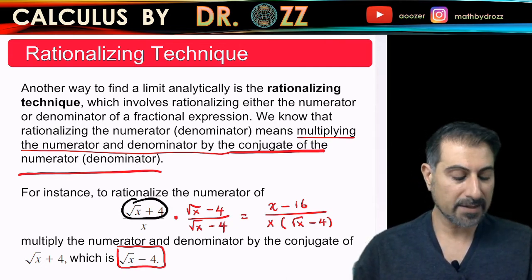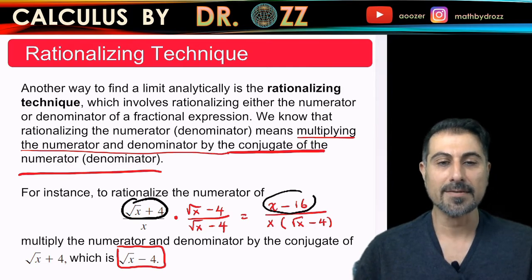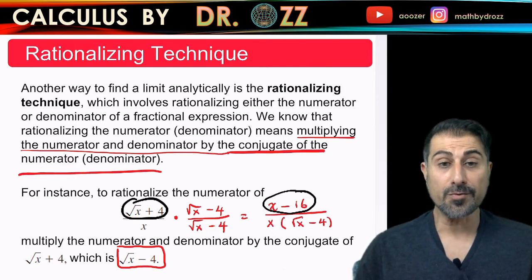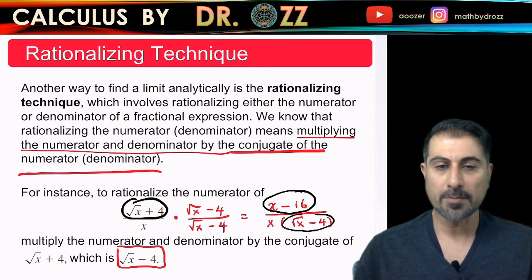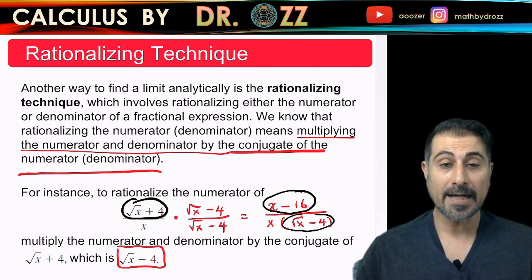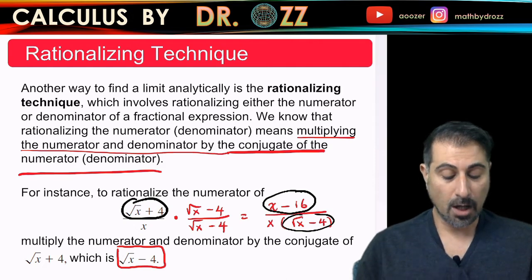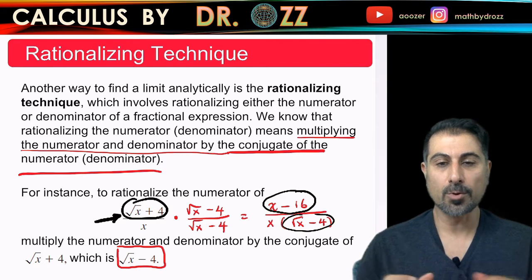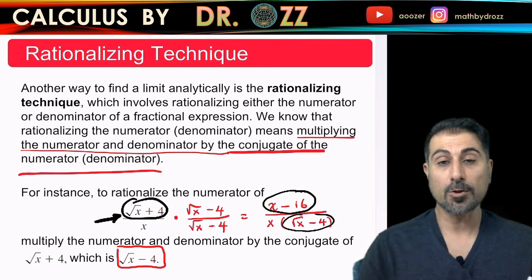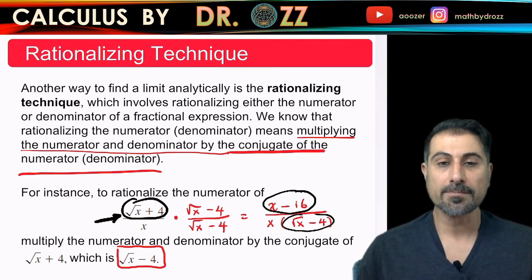Instead, you have x minus 16 coming into the new numerator. You still have the radical term popping up in the denominator, but you will see that it's very helpful in this case to rationalize the numerator, pushing this term all the way to the denominator.